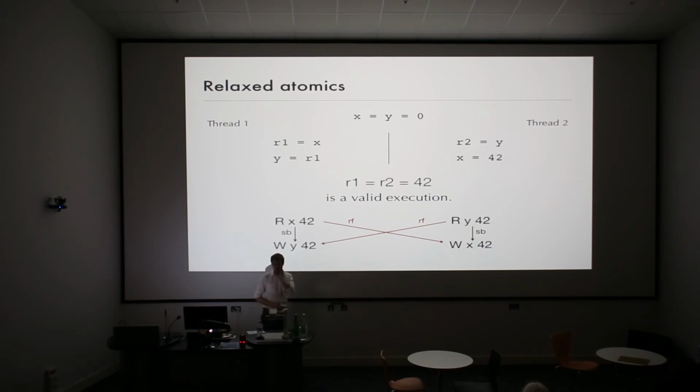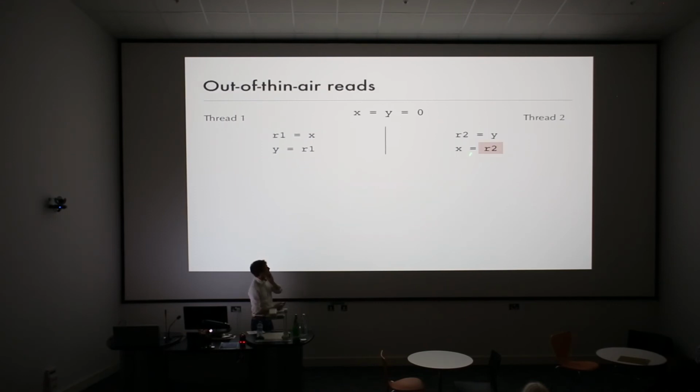And now I do something a bit evil. I will replace this write of 42 by a simple copy of y. So here we have x into y, and this time y into x.